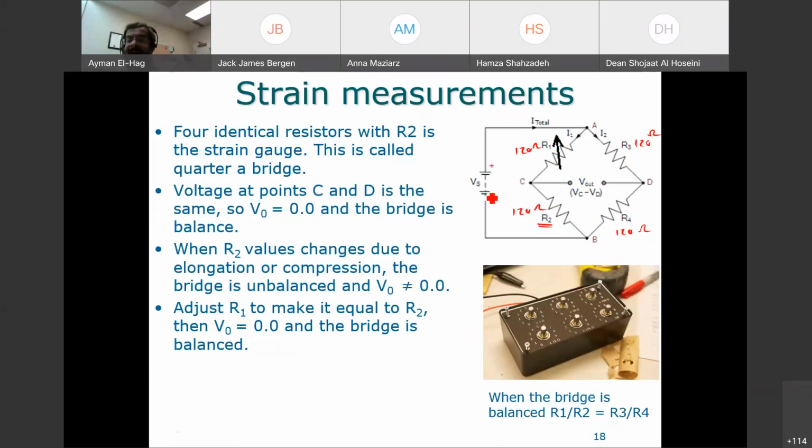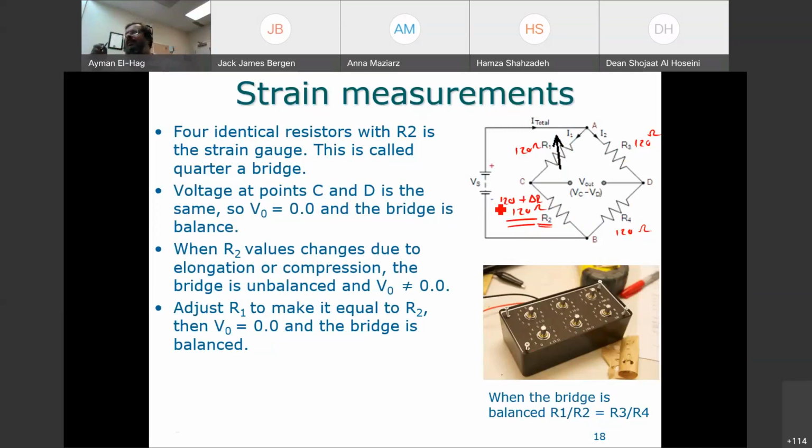Now, if I apply a stress, this will change. If we apply the stress that we talked about, it becomes 120 plus a change in R, let's say delta R. I don't know this delta R, and I don't want to go and measure the resistance, because that's not really practical.